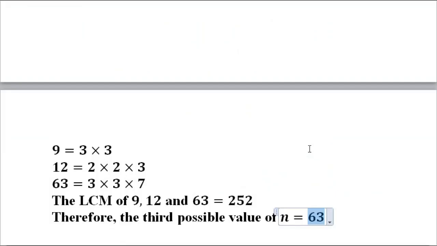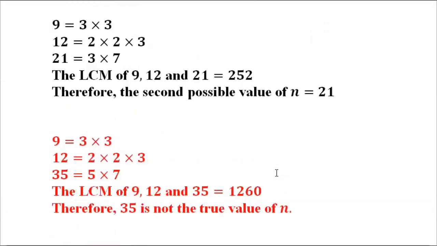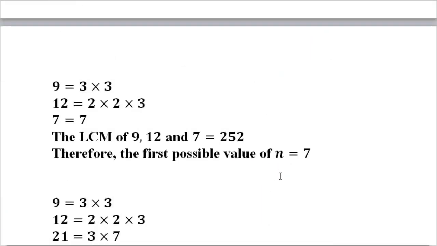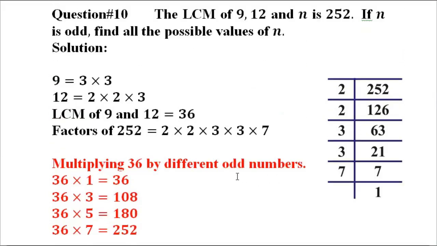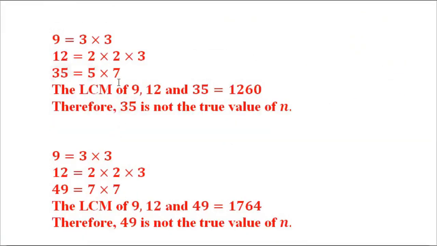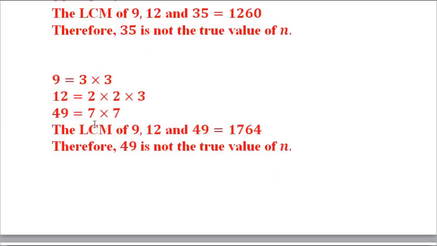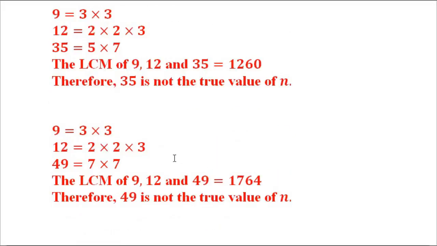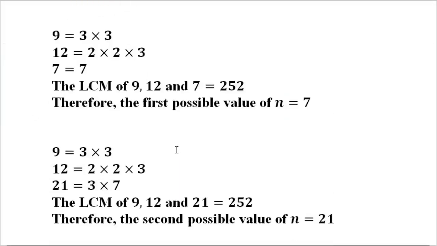Another hint I want to share with you is to only consider the values of n whose prime factors are 2, 3 and 7. This is because 252, which is the LCM of 9, 12 and n, contains only these three prime factors. And last but not least, the steps that are done in red are just for your clarification. So consider it as rough work. The neat solution is done in black.